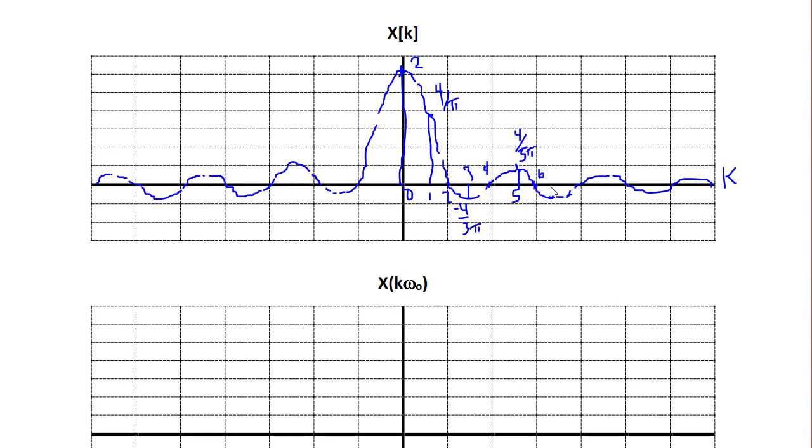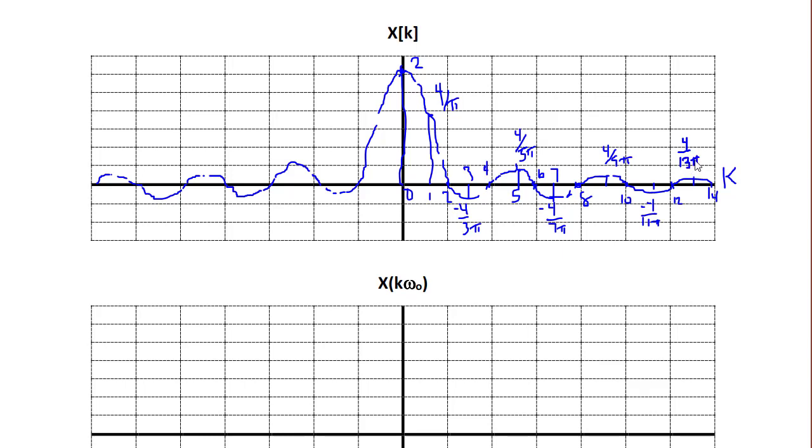At 6, it crosses the 0 again. At 7, I'm going to have -4 over 7 pi. At 8, we have a 0. And at 10, we have a 0. And at 12, we have a 0. And at 14, we have a 0. And then at 9, we'd have 4 over 9 pi. At 11, we'd have -4 over 11 pi. And at 13, we'd have 4 over 13 pi.